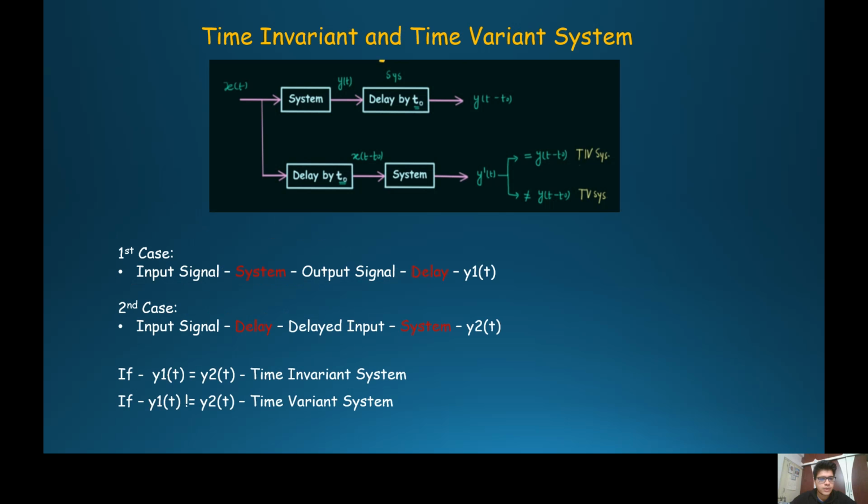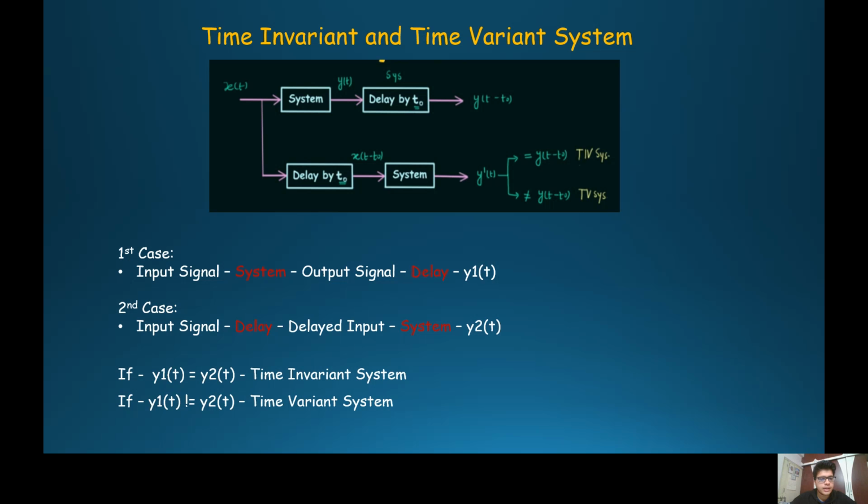So now let's talk about time invariant and time variant systems. In order to understand this, we see two cases. In the first case, an input signal x(t) is fed to the system, which gives an output y(t), and then it is delayed by certain time, say t naught, which should not be equal to 0. The final output is y(t minus t naught).